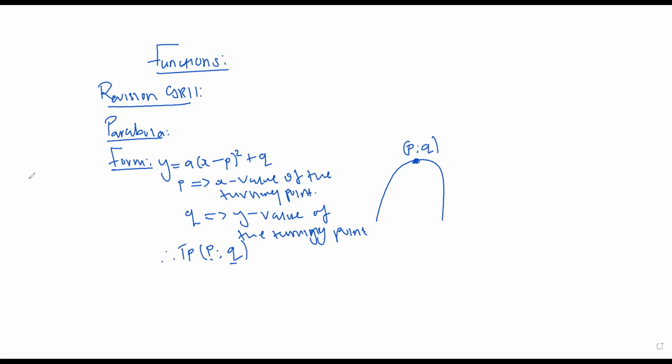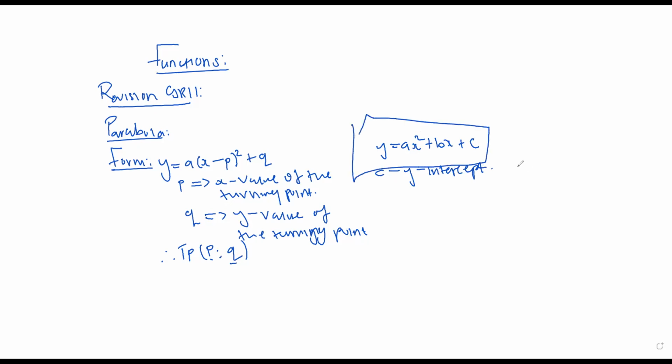Then again, we have another form for a parabola, which is the standard form, which is like this: y equals ax squared plus bx plus c. In this one, c represents the y intercept. So always remember, c is the y intercept when we're looking at the standard form of a parabola.